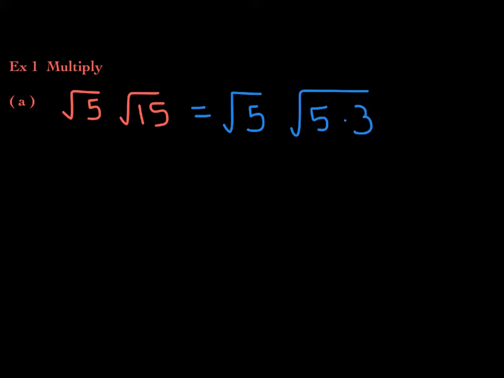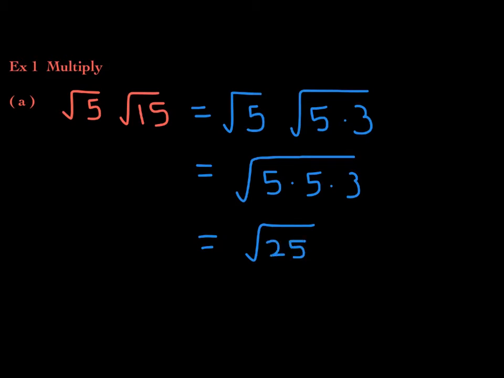And then the product rule for radicals allows me to rewrite this as the square root of 5 times 5 times 3. So this is the square root of 25 times 3, right? And so the square root of 25 is just 5, and of course the square root of 3 is the square root of 3. So this is a way of using prime factorization.